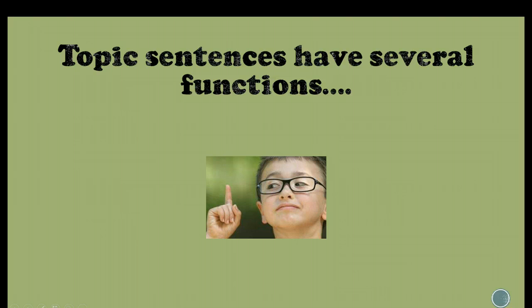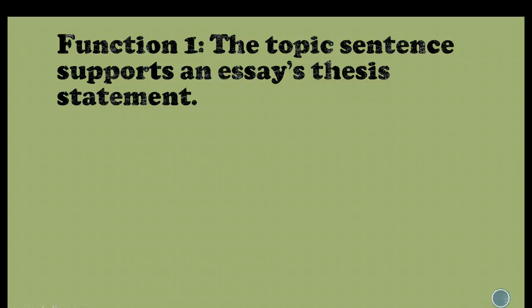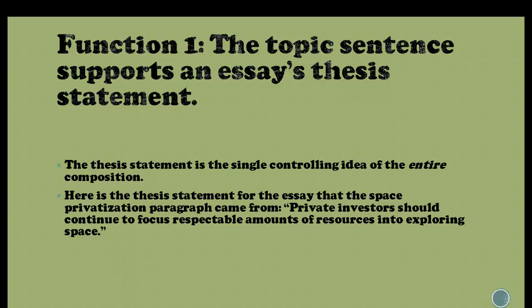Topic sentences have several functions. Function 1, the topic sentence supports an essay's thesis statement. The thesis statement is the single controlling idea of the entire composition, the whole paper, the whole thing that you wrote, the whole thing that you composed is all about one single controlling idea, which is the thesis statement. Here's the thesis statement for the essay that we just read that paragraph from. Private investors should continue to focus respectable amounts of resources into exploring space. This student really thinks that we need to privatize the space industry and not have the government run the space industry.